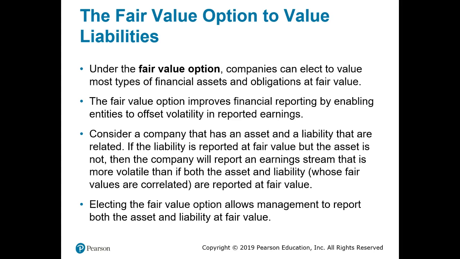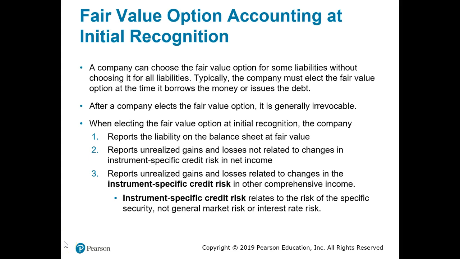Basically, the election is done one time at the beginning of the time that we have the liability. After a company elects the fair value option, it's generally irrevocable. When electing the fair value option, the company reports the liability initially at its fair value. We report any unrealized gains and losses in net income. It's kind of like a trading security. If you remember those trading securities, we always put the unrealized gains and losses in net income. So that's how we handle these.